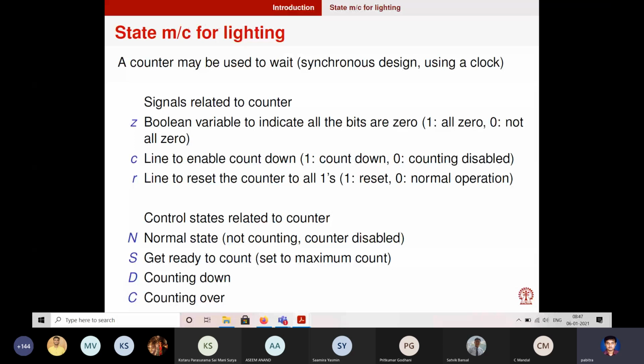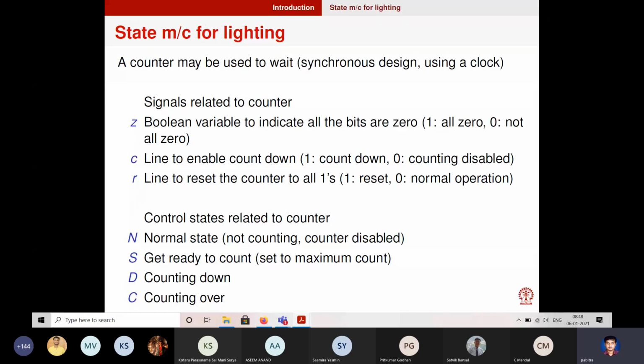It can either be in a normal state, not counting. It can be in an initial state, that is ready to count, S. It can start the countdown, D, and you can go. So naturally, if you see the sequence of states that will happen normally, it may be other sequences also. It is usually like this. It will start from S, then go to D, then go to C, and then maybe go back to N. Or you can also think of this like this. You start from N, then once it is reset, it will go to S, and then countdown will start. It will go to D, and from there it will go to C when the counting is over.